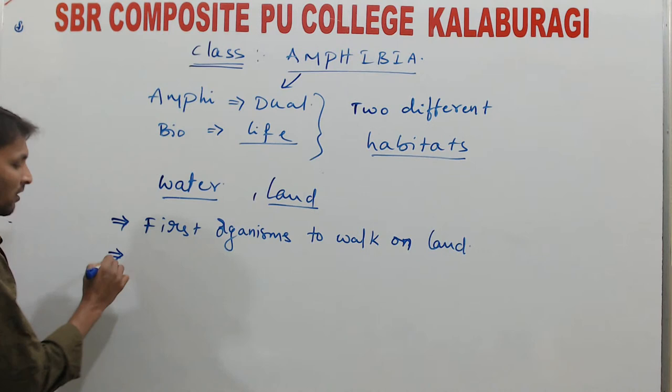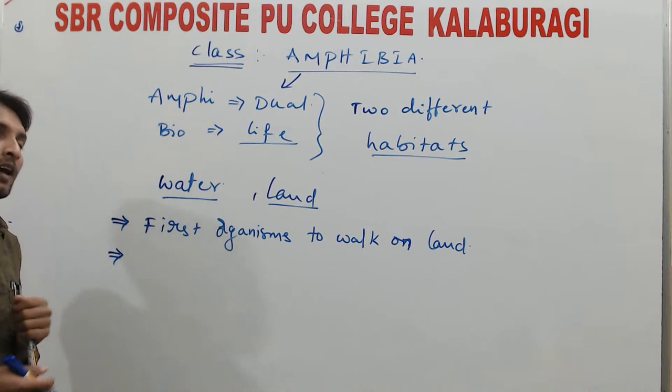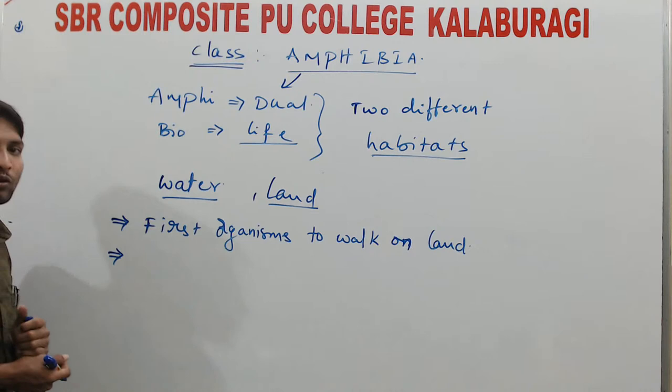So habitat, you know already. Based on the habitat only, they named them Amphibia, dual life. Dual life means they survive in two different habitats. Next, body form.